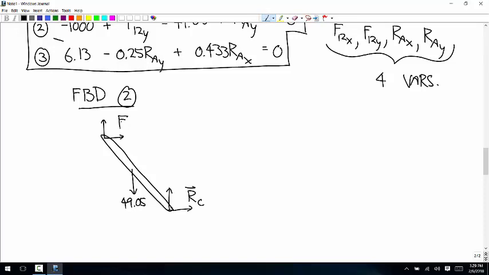Okay, so this is the force on 2 by 1. And remember that Newton's third law says the force on 2 by 1 is the opposite of the force on 1 by 2. So I'm going to make that switch here because otherwise this would introduce 1, 2, 3, 4 new variables, and we'd still have more variables than equations. But using Newton's third law, I can make it so we only introduce 2.